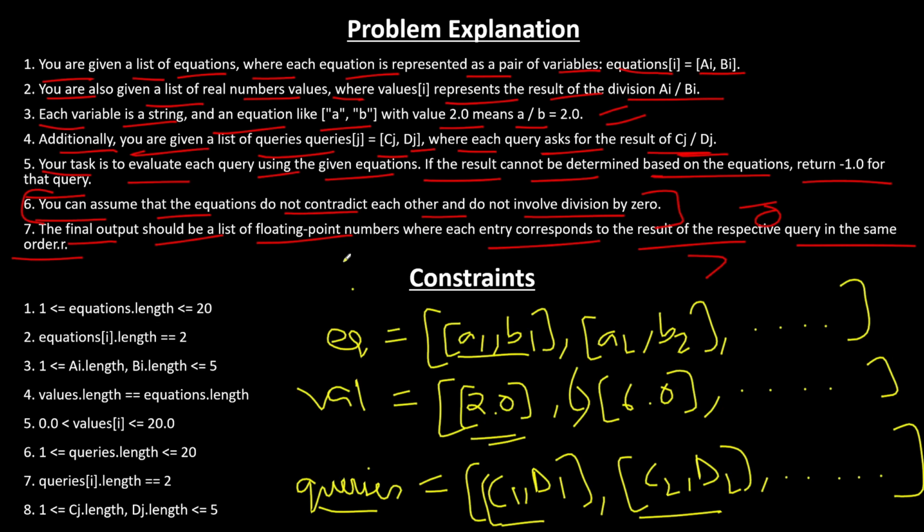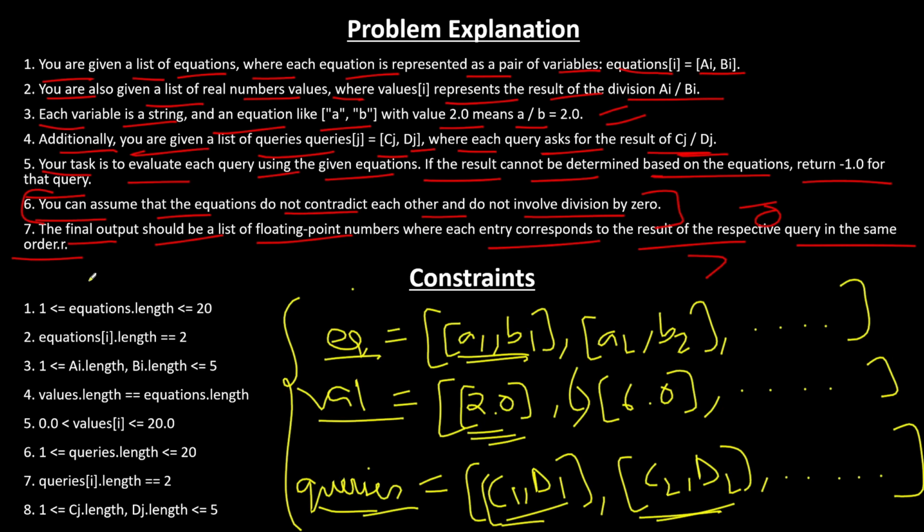We will try to understand this in a much easier, or you could say more intuitive, manner in the further slides. But this is the thumb rule of what the question is asking. This is the equation given to us, these are the values given to us. When we divide a1 by b1, we get 2.0. Similarly for the other values, and we have to find for each query what would be the value of c1 d1, c2 d2, and so on.